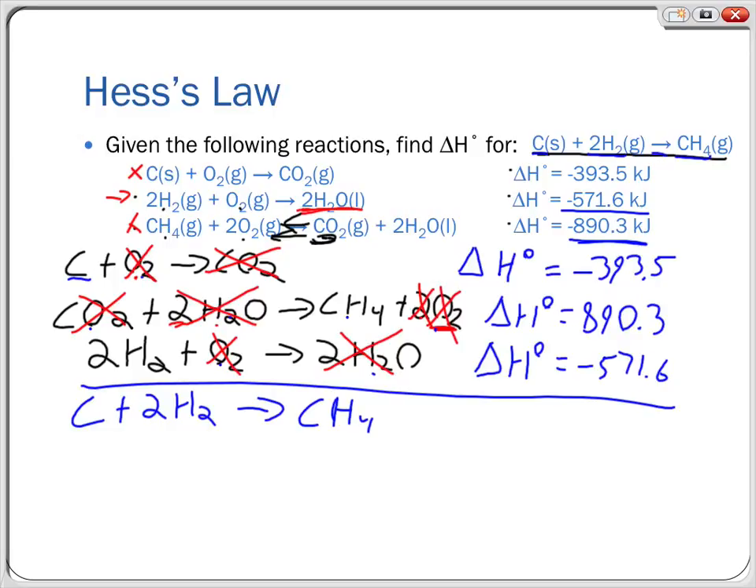So that worked out. All we have to do to find our enthalpy change, our heat of reaction, is just add up our parts. So it's going to be negative 393.5 plus positive 890.3 plus negative 571.6. And when I do this, I get negative 74.8 kilojoules per mole. So once again, we get an exothermic reaction here, but not too exothermic, just barely exothermic. Then that's another example of how we might go about using Hess's law.